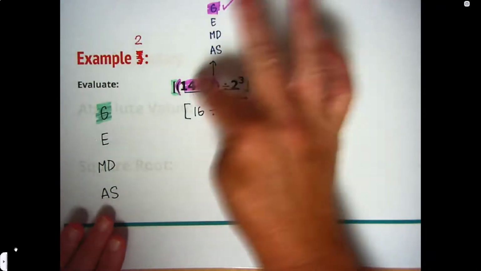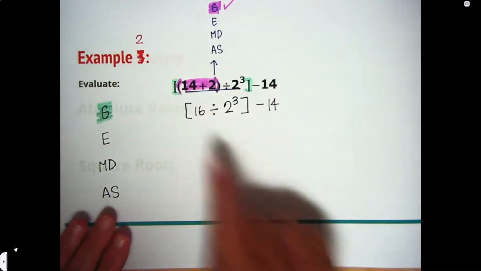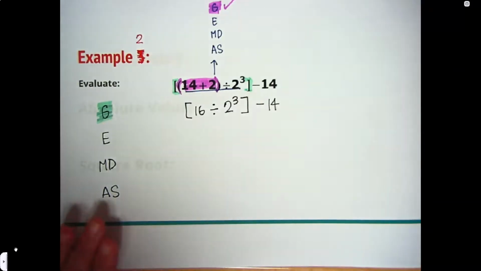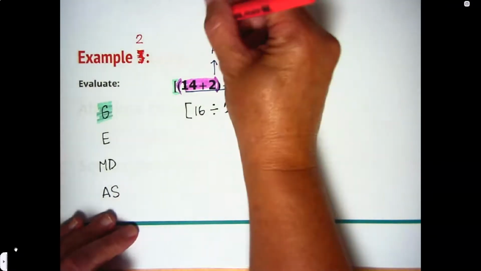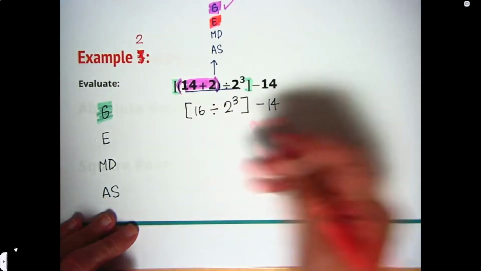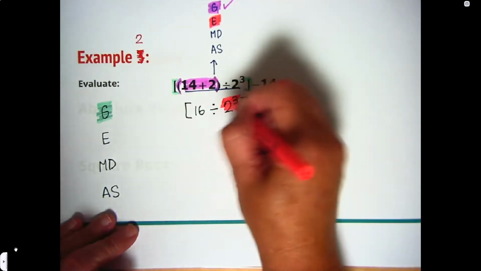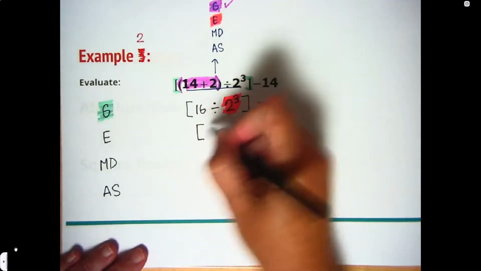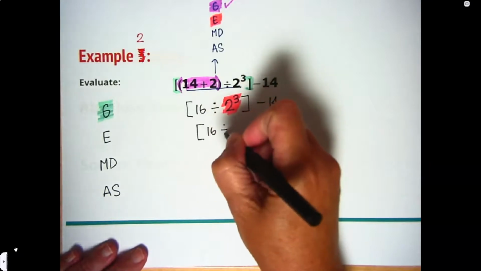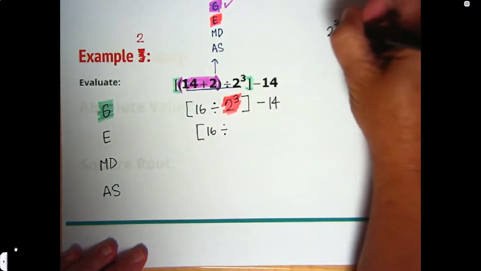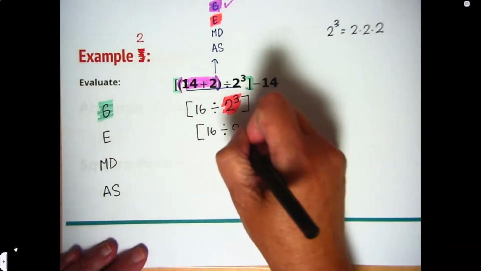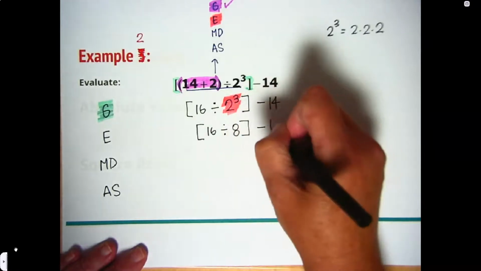So I'm still over here working on just this. Now I'm going to look at 16 divided by 2 to the third, at what I have inside of there, and I'm going to see if that has any exponents. And it does. It has 2 to the third power. So I'm going to do that next. So I have my bracket, and I have 16 divided by 2 to the third power, which means 2 times 2 times 2. So that's going to be 8 when all is said and done. And then we have minus 14.